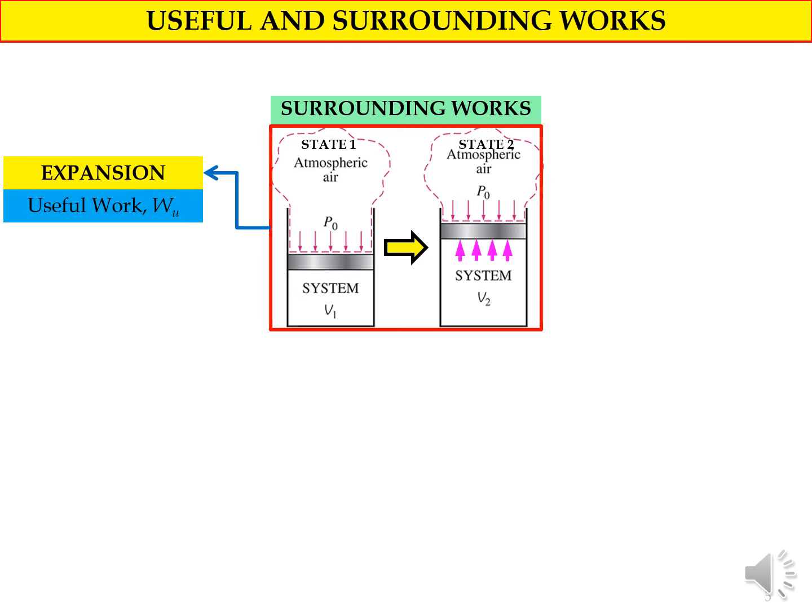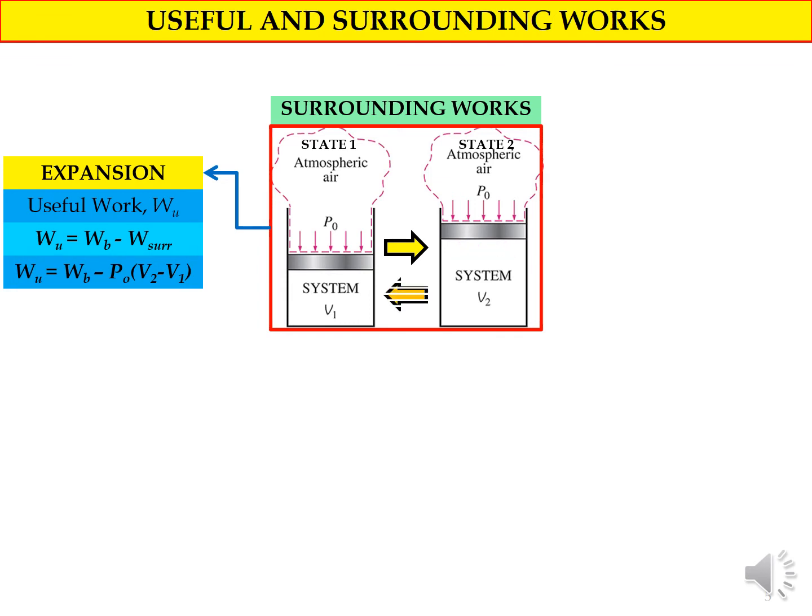So here the useful work W is equal to the boundary work minus the work of the surrounding. Boundary work is the work done by the piston, which is the movement of the piston, and the surrounding work is the work done by the atmospheric pressure. Why is it a negative sign? Because the boundary work is in the opposite direction to the atmospheric pressure. So we can expand this equation to be something like the equation shown in this slide.